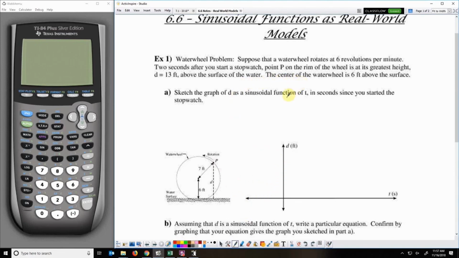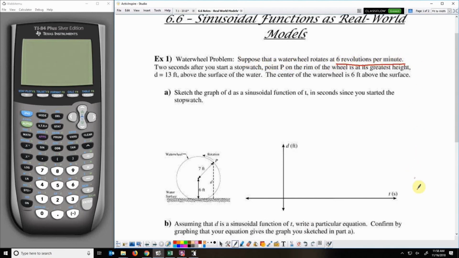The center of the wheel is 6 feet above the surface. So it's got a radius of 7, so the bottom sits 1 foot below the surface, so the center is 6 feet above the surface. First, we're going to sketch a graph as a sinusoidal function of t, which is time in seconds after starting the stopwatch. So some important things from this paragraph.